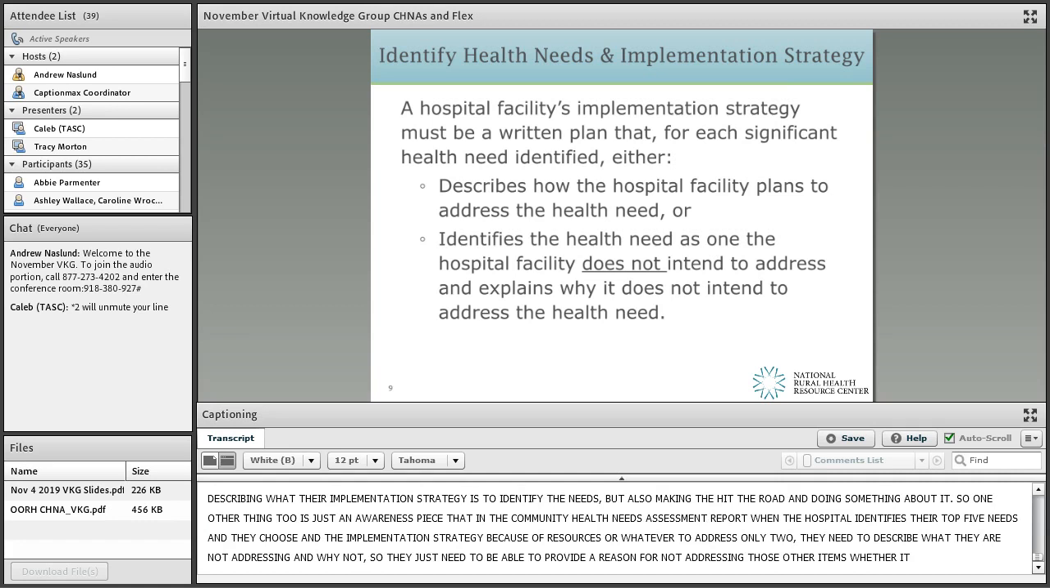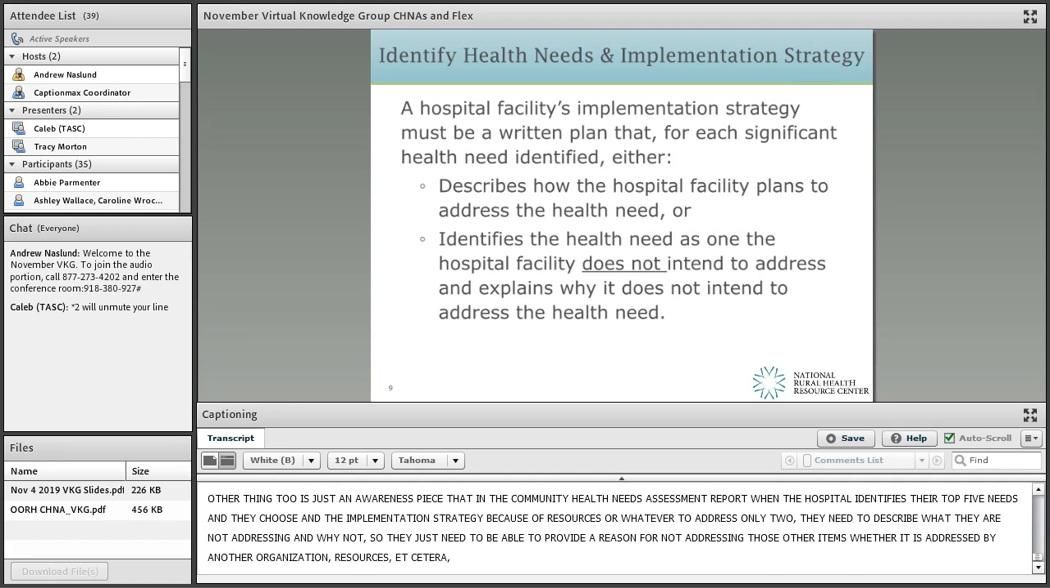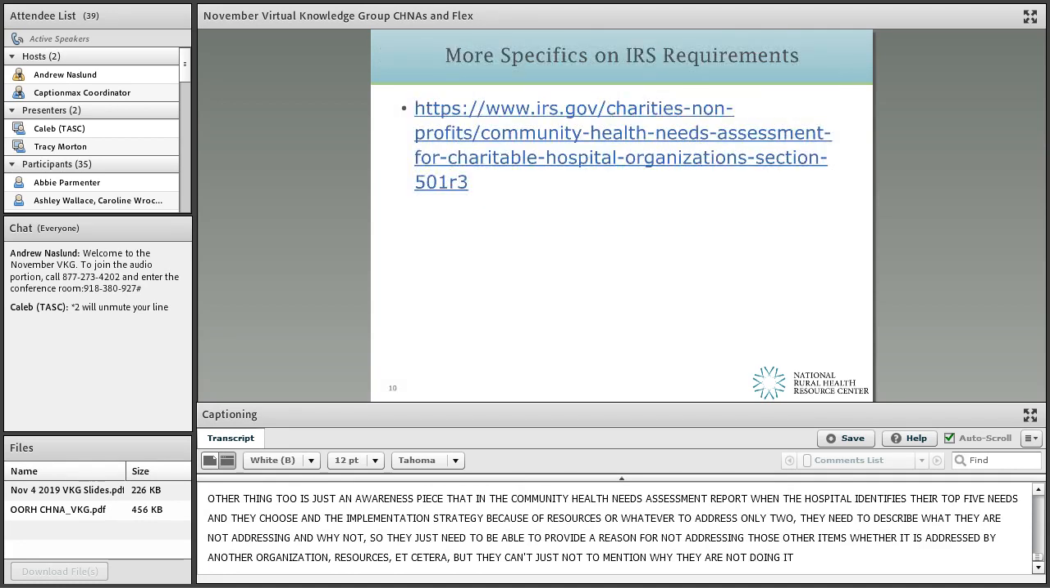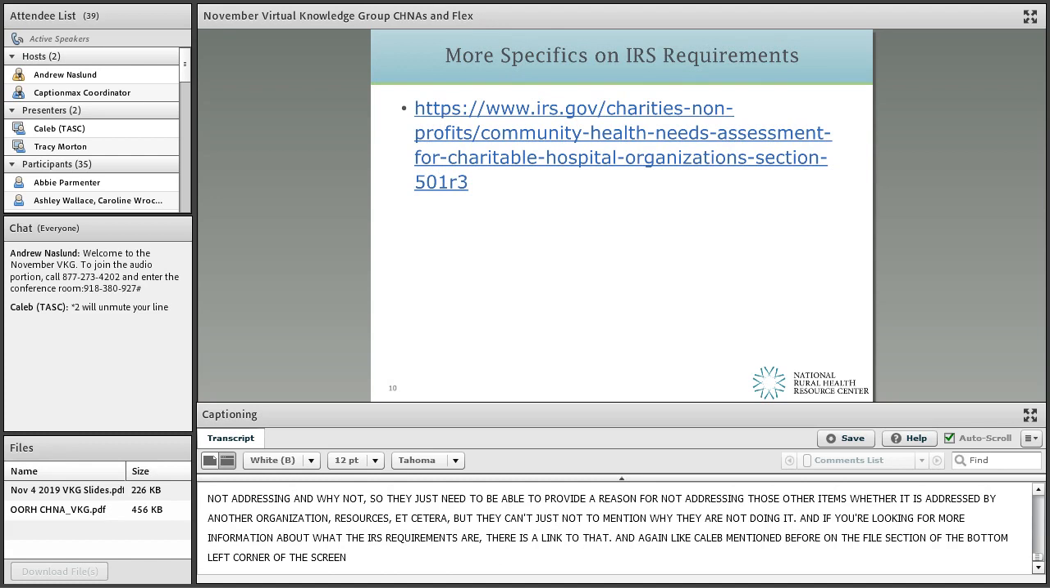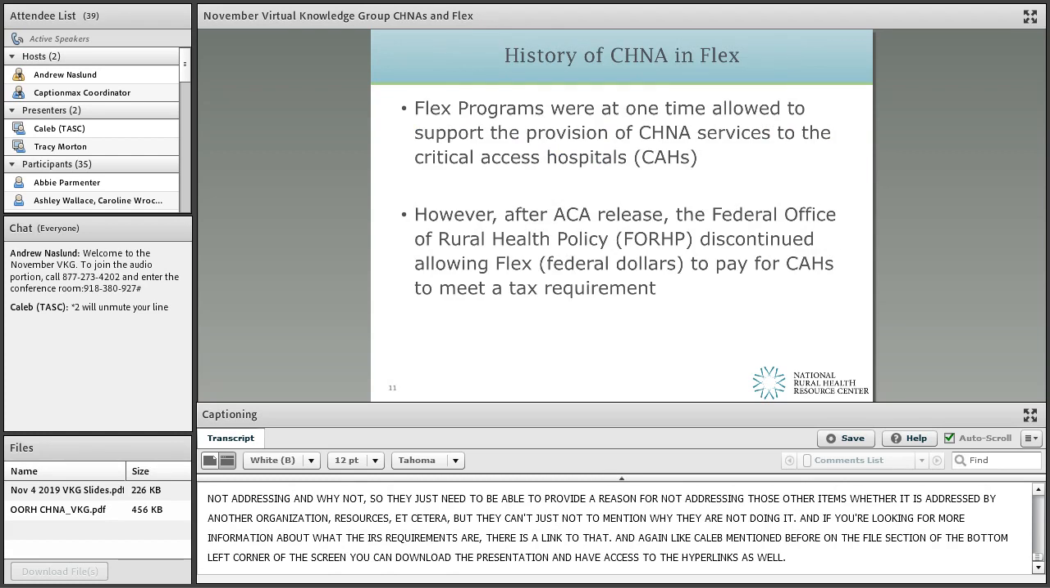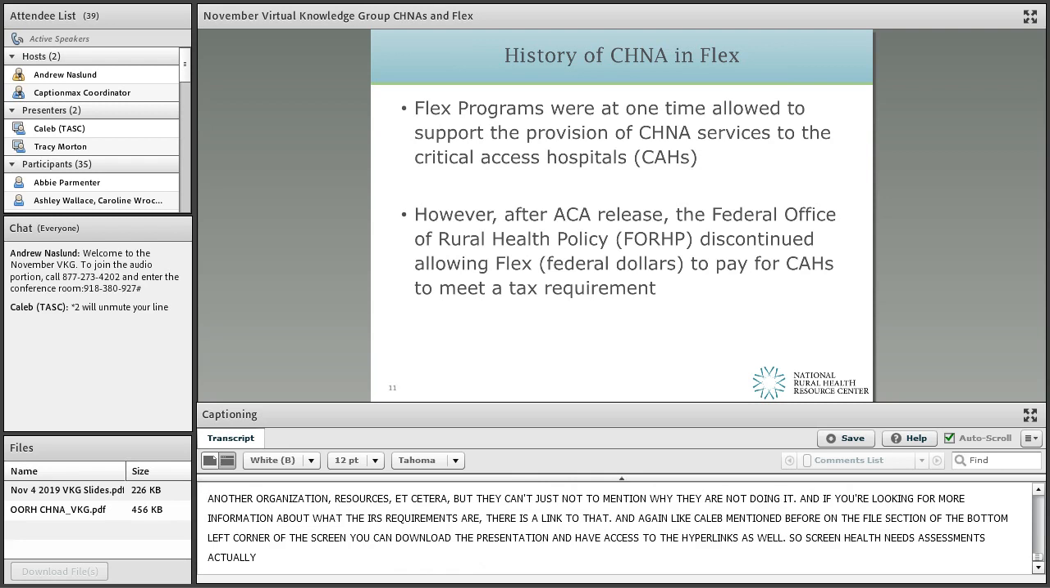So those are some opportunities for Flex, and we'll talk about that. The one other thing, too, is just an awareness piece: in the Community Health Needs Assessment report, when the hospital, say, identifies their top 5 needs and they choose in their implementation strategy, because of resources or whatever it means, maybe, to address only 2 of those needs, they need to describe what they are not addressing and why not. They just need to be able to provide a reason for not addressing those other items, be it that it's being addressed by a different organization, resources, et cetera, but they can't just not mention why they're not doing something about it.